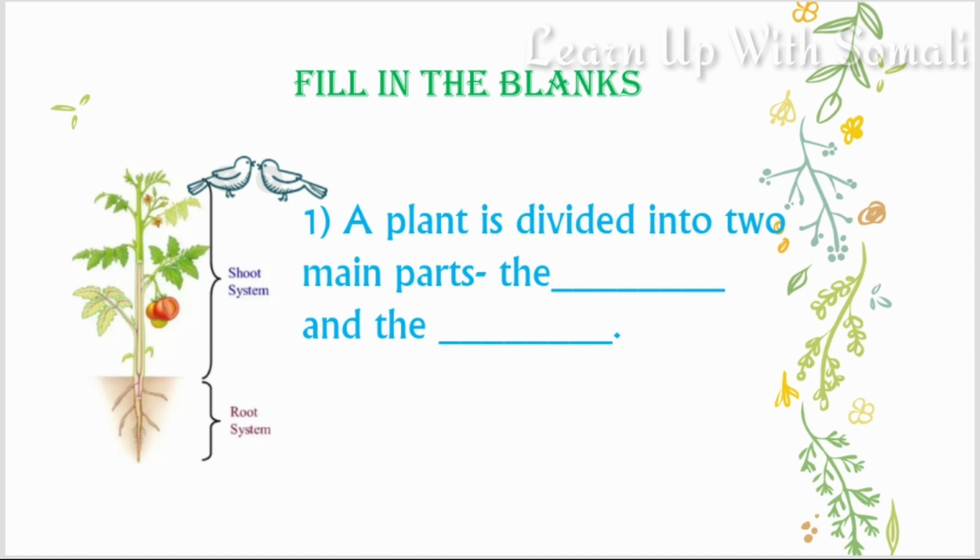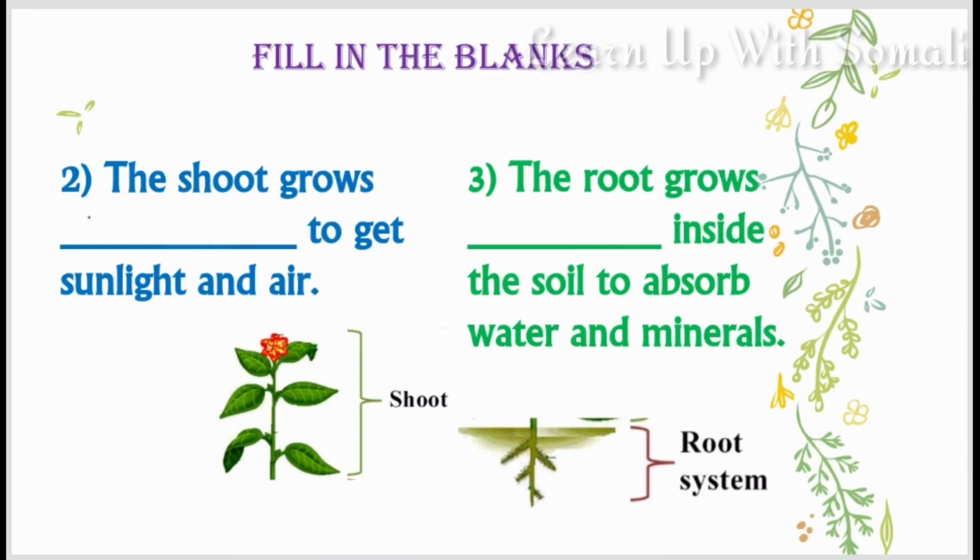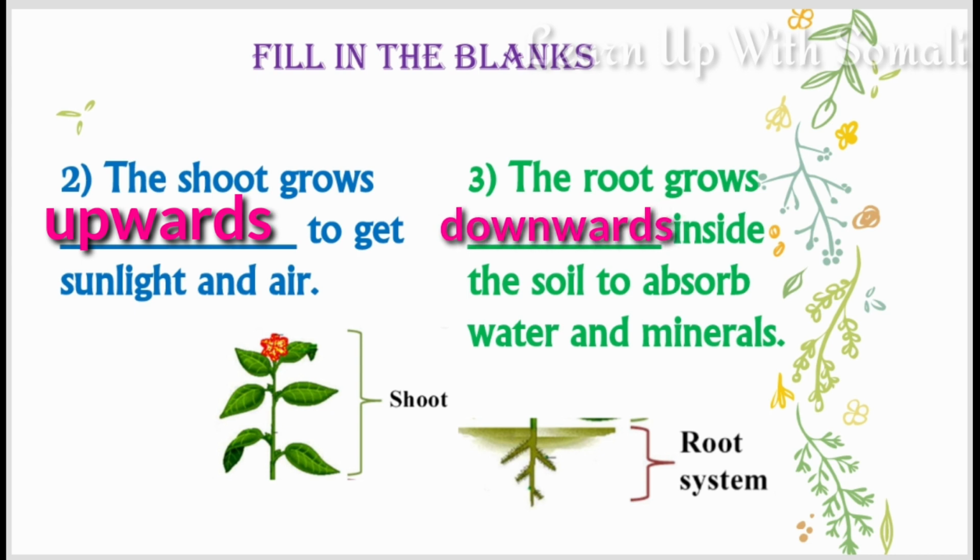Number 1, our plant is divided into two main parts, the shoot and the root. Number 2, the shoot grows upwards to get sunlight and air. Number 3, the root, which usually grows downwards inside the soil, absorbs water and minerals.